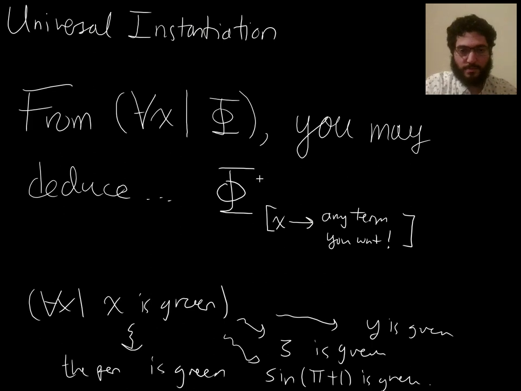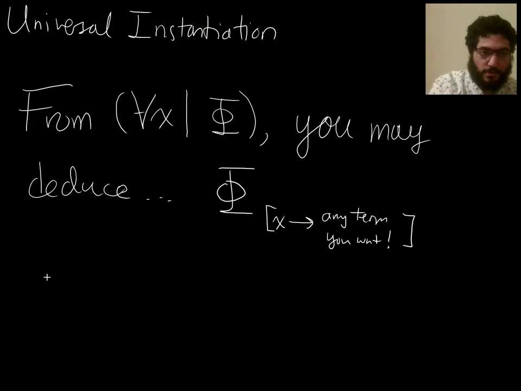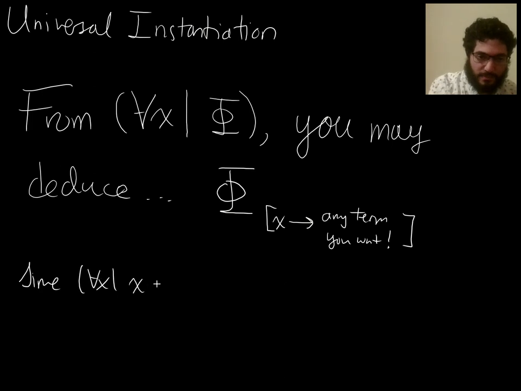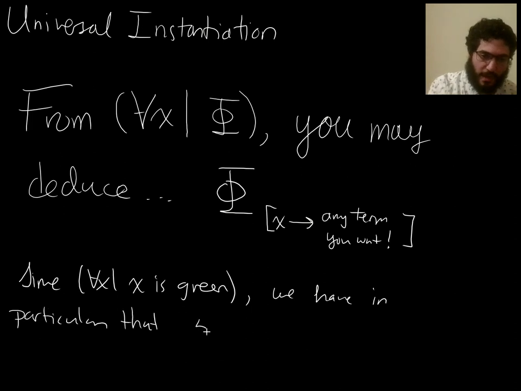In practice, when you're writing proofs, here's how it might go. So you would write your argument something like this. Suppose you and the reader of your proof already agree that everything is green. Then you could say, and maybe in the proof, for some reason you're trying to convince your reader that 5 is green, then you can say, since everything is green, this is how you write everything is green, we have, in particular, that 5 is green.